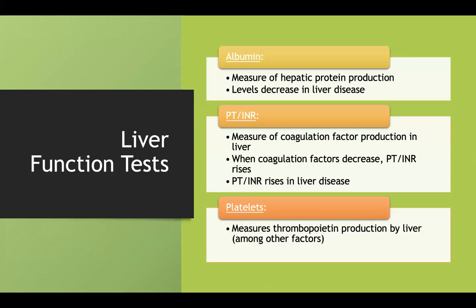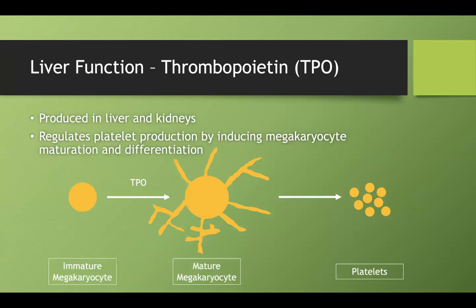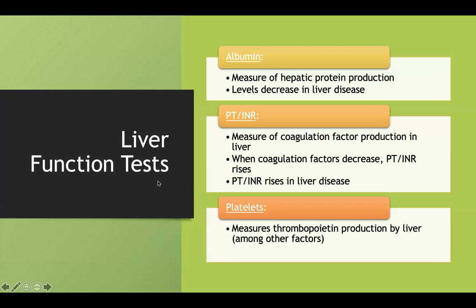Let me move on to platelets now. Remember, part of the platelet process is that you need that thrombopoietin signal from either the liver or the kidneys for your immature megakaryocytes to start to mature and differentiate. I talk about all this stuff later. But all you need to know here is that this TPO is really important for maturation and ultimately platelet production. So it should make sense that if you don't have any TPO, then you might have thrombocytopenia. And that's why the platelet count decreases in liver disease.